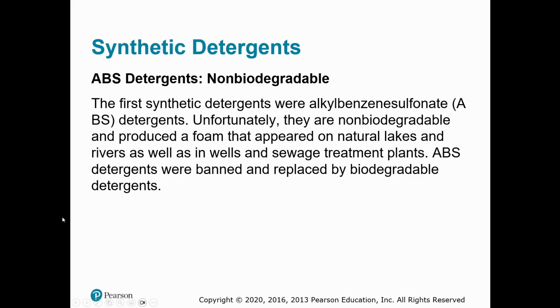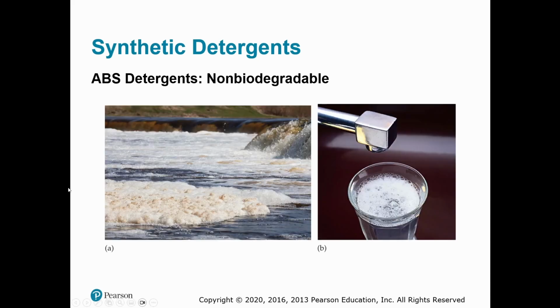Several different types of synthetic detergents have been produced. ABS detergents are non-biodegradable. These alkyl benzene sulfonate detergents produce a foam that appeared on natural lakes and rivers over time in areas where they were used. These were banned eventually and replaced with biodegradable detergents that have less negative environmental impacts.